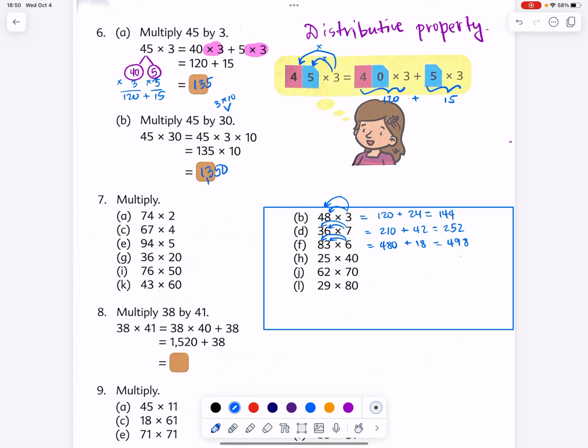Now, 25 times 40. Well, we know 40 is just 4 times 10. 25 times 4 is 100, and times 10 more equals 1,000. Super easy.